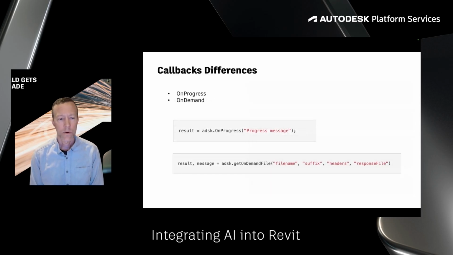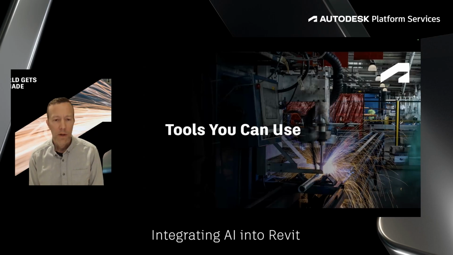Okay, and then finally, there are some differences in how we handle callbacks with Fusion. If you've done this with the other engines, you know that your application needs to emit a trace statement with a special format. But in Fusion's case, we've just added this onto the API object. So you can just call them as you see there with adsk.onProgress or getOnDemand file. And we think this is a little simpler and easier to use, but it's just something to keep in mind if you're used to doing it the other way. And that's pretty much the gist of the differences for the Fusion engine.